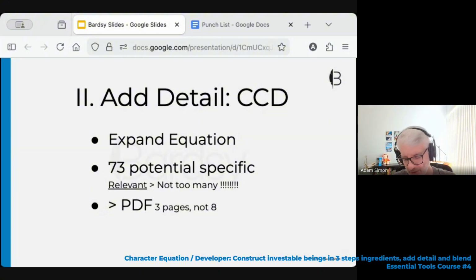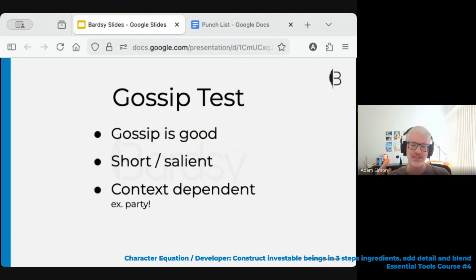Okay. Now, a quick way to tell if a detail is relevant or not is what we call the gossip test. First of all, gossip is a great thing, right? It's part of that human faculty for relating to other people, right? Gossip makes our lives easier. Stay away from that person. You can trust that person. That's the basic function of gossip.